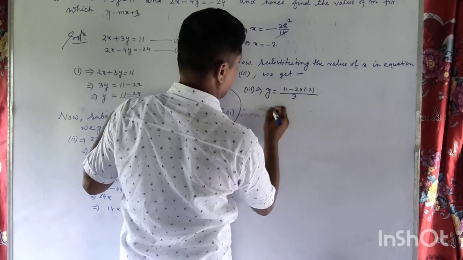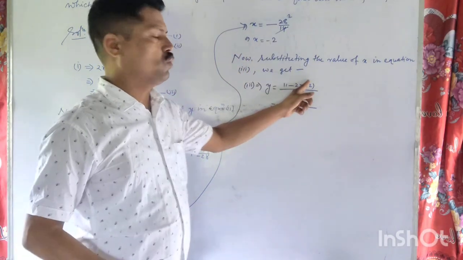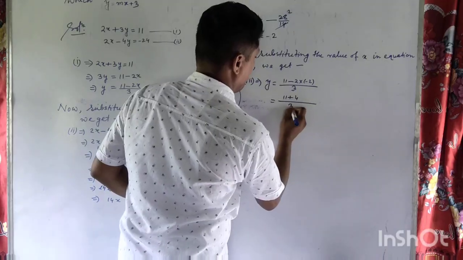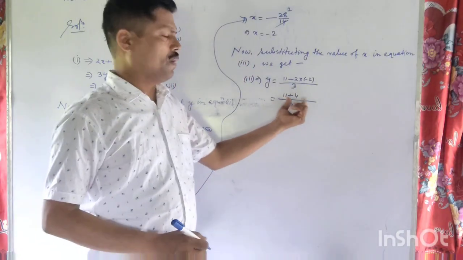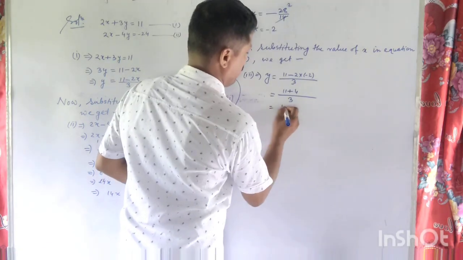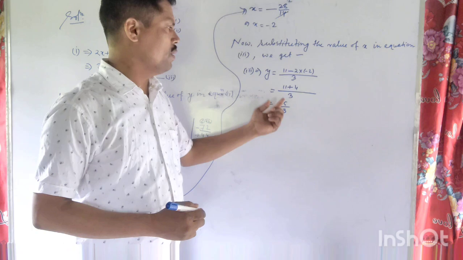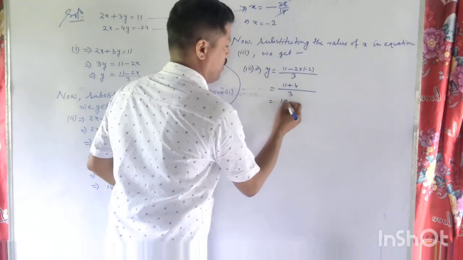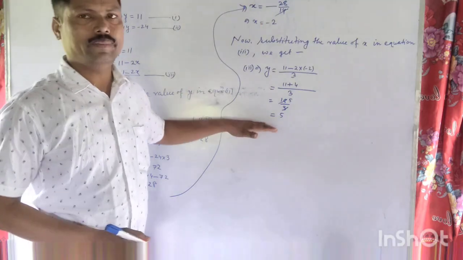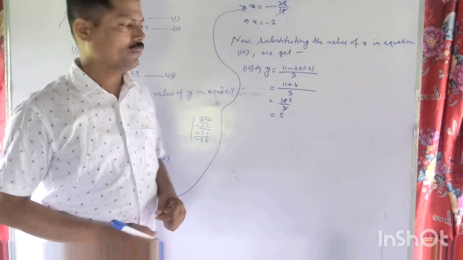divided by 3, then 11 minus minus will be plus, 2 into 2 that is 4, plus 4 divided by 3. So 11 plus 4 that is 15 divided by 3, we will get here 15 by 3. So 15 by 3 is 3 in 15 5 times, then y value is 5. Here x equal minus 2 and y equal 5.